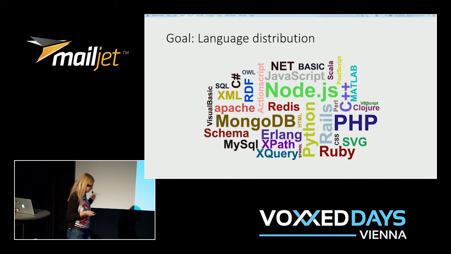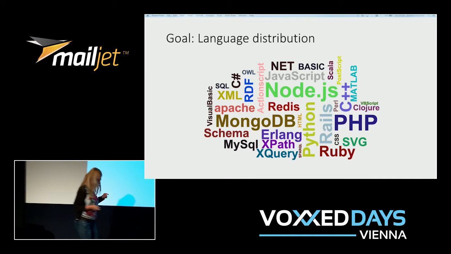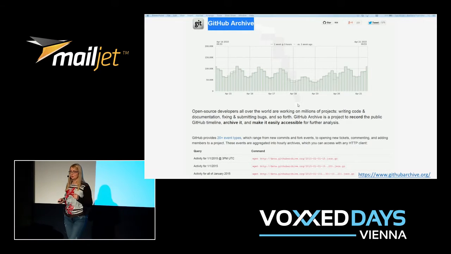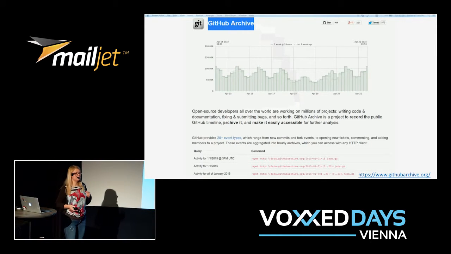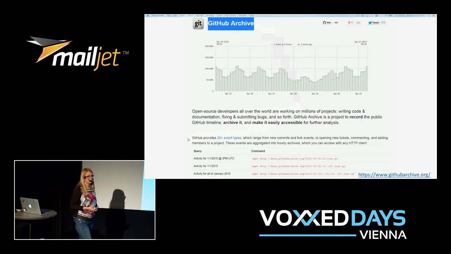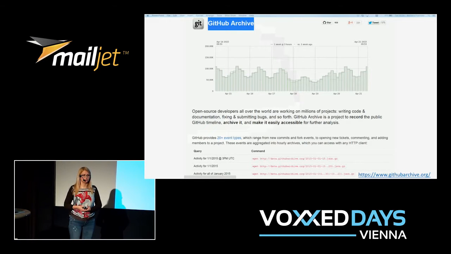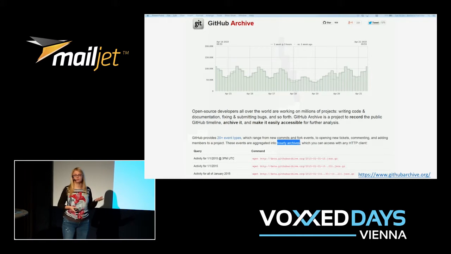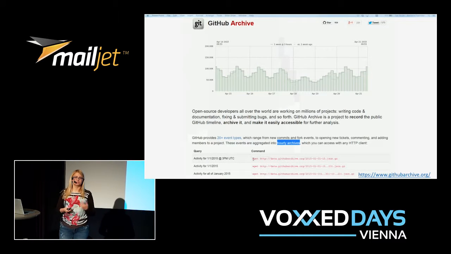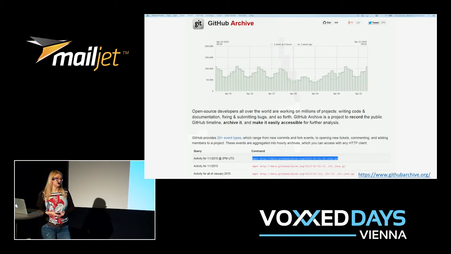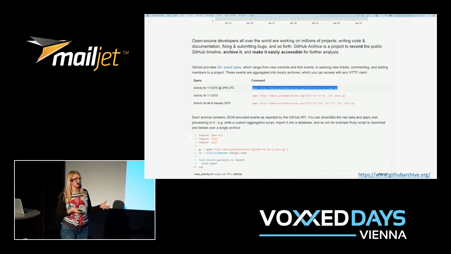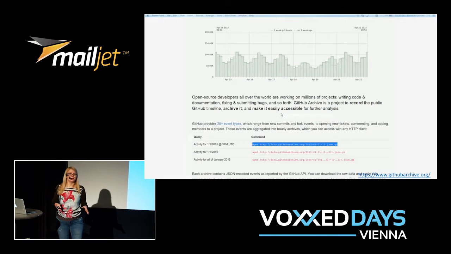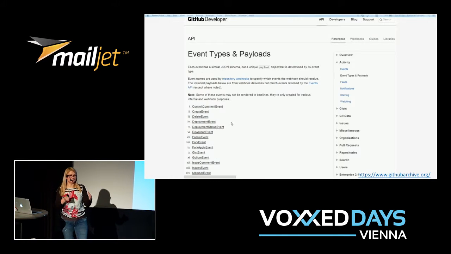Okay, let's do something. Let's go to GitHub and try to analyze something. So what I wanted to do is language distribution, to see how popular languages are. And I used GitHub Archive as a data set. So if someone was at yesterday's talk of Johannes, they were analyzing millions of those. We won't do that today. I will just show you how I analyze an hour of those data.